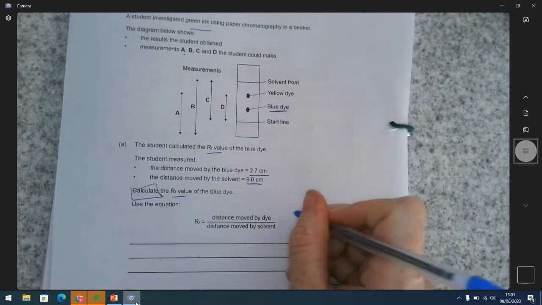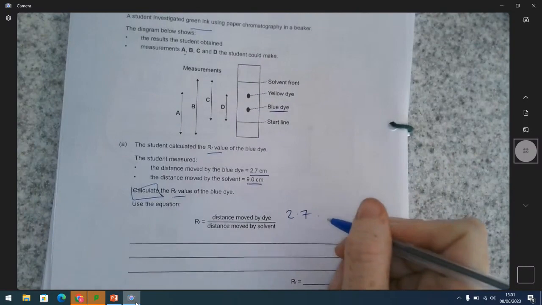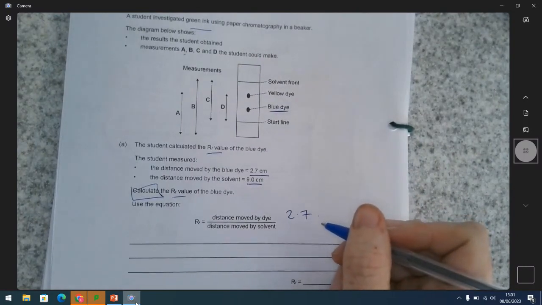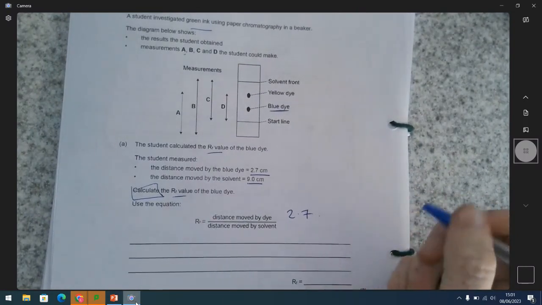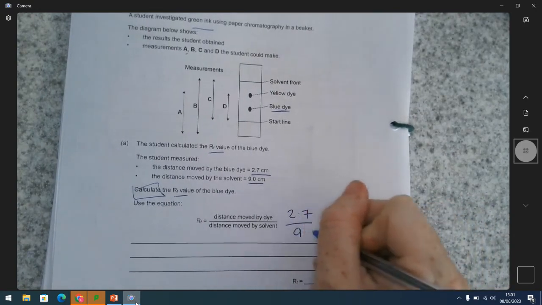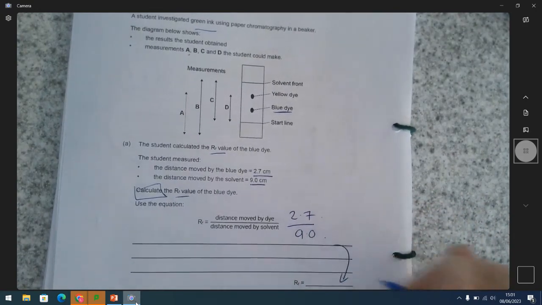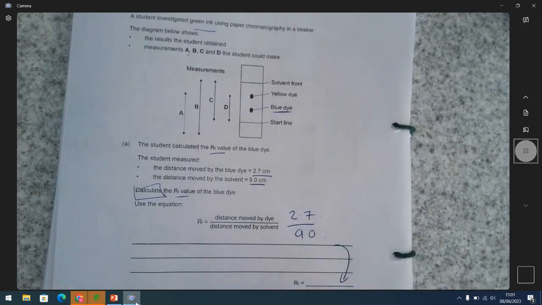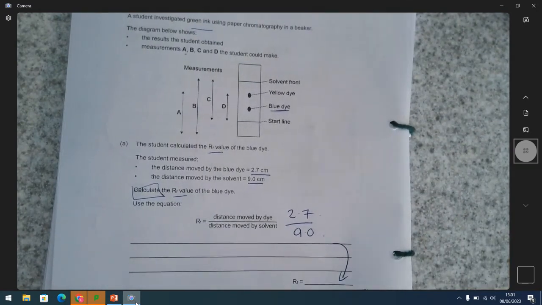So the distance moved by the dye would be 2.7 in terms of calculations. And I'm dividing that by the distance moved by the solvent, which would be 9. And that's then going to give me my answer for the RF value. I've not got a calculator on me just now, but that's essentially what you would do.